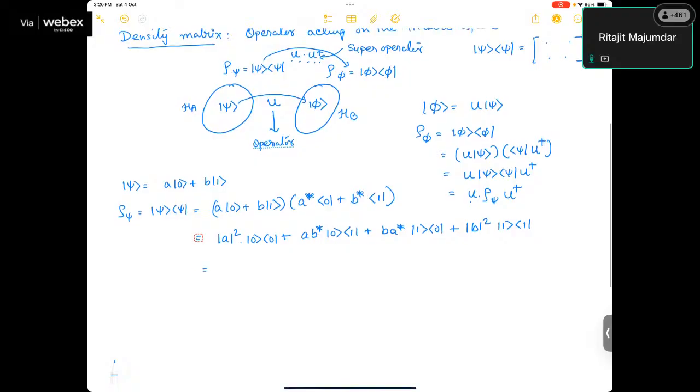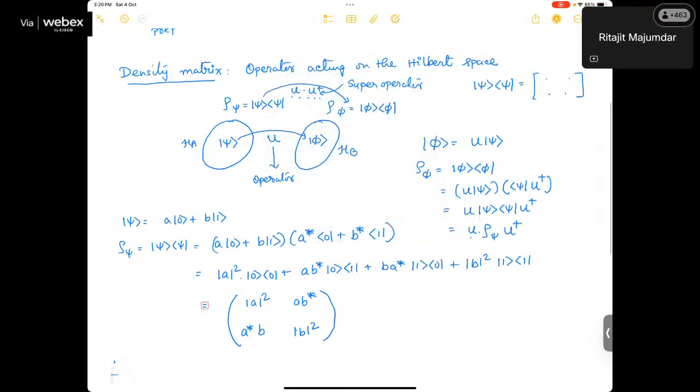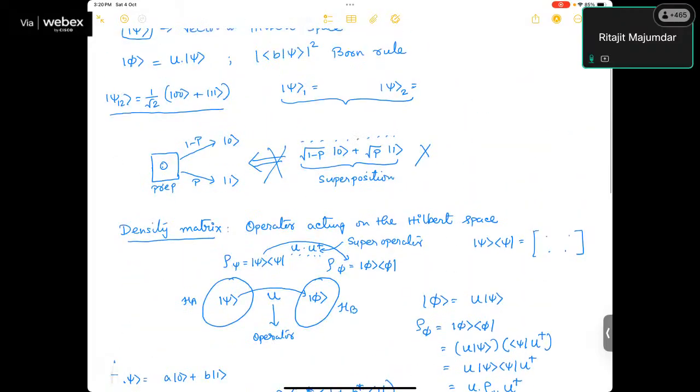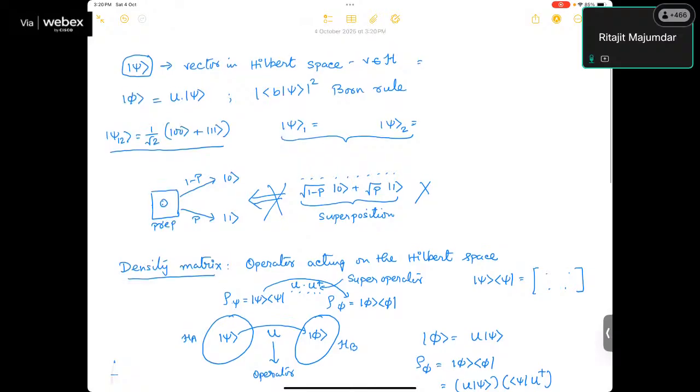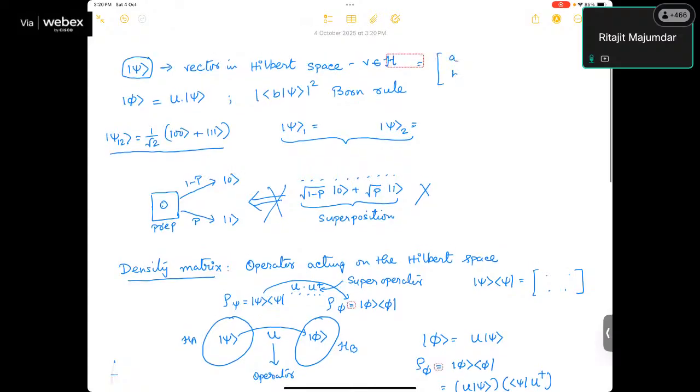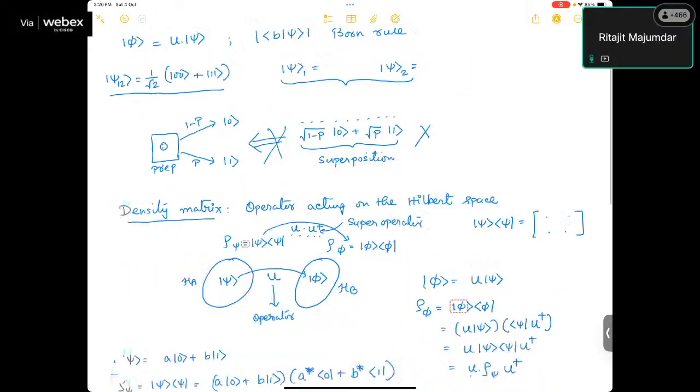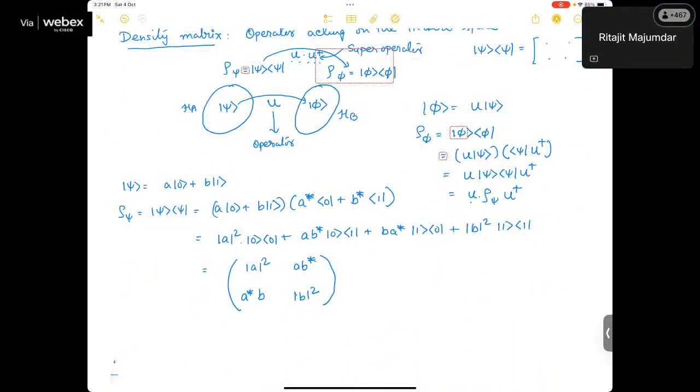So this I can represent like a matrix where this is mod A square, this is mod B square. This part is A B star, this part is A star B. So first is representation difference. The difference in representation: previously, this was just a column vector. So if my psi was A0 plus B1, this becomes a column vector like A and B. So now we see that the difference is that it becomes a matrix.